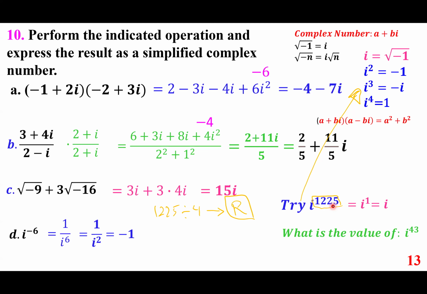What about i to the power of 43? I'm going to divide 43 by 4. Again, it doesn't matter what the answer is. I want the remainder. The remainder is 3. So i to the power of 43 is the same as i cubed. And we know i cubed is negative i. This is the fastest way. Sometimes they go with i squared, but this is a little bit faster, I believe.